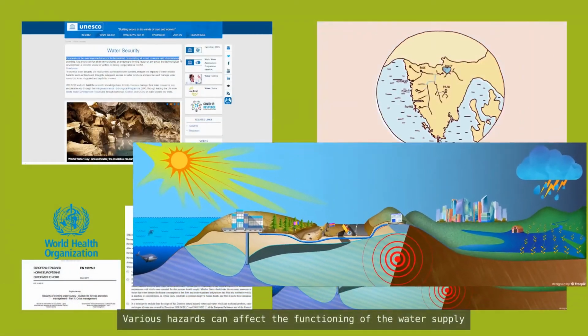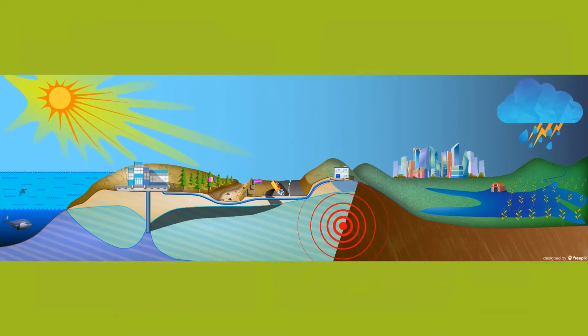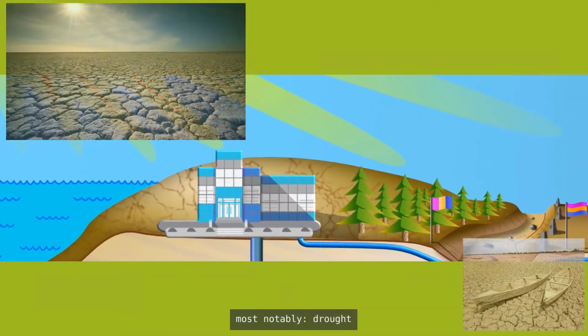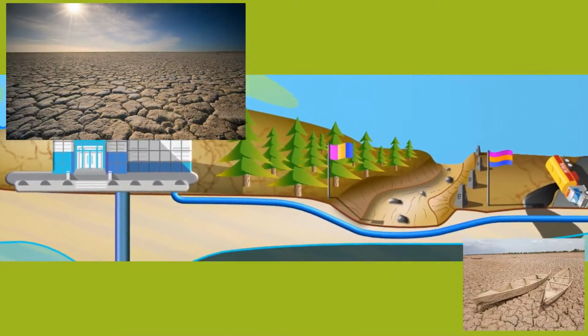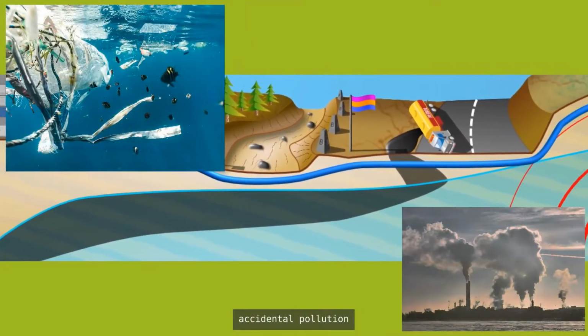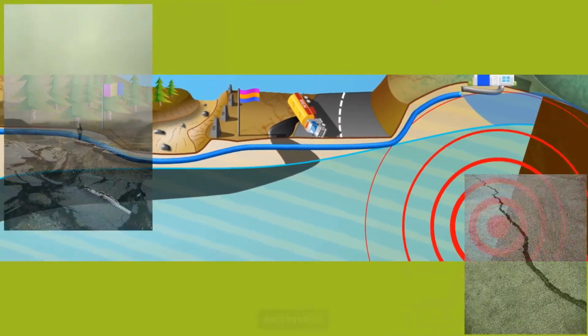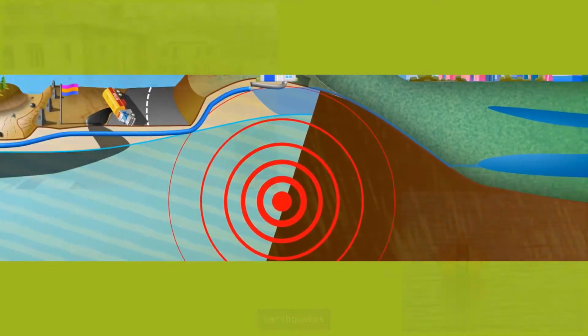Various hazards can affect the functioning of water supply. Most notably, drought, accidental pollution, earthquakes, and floods.